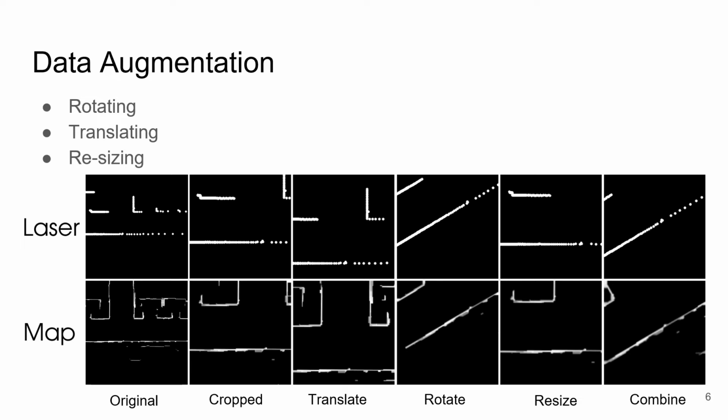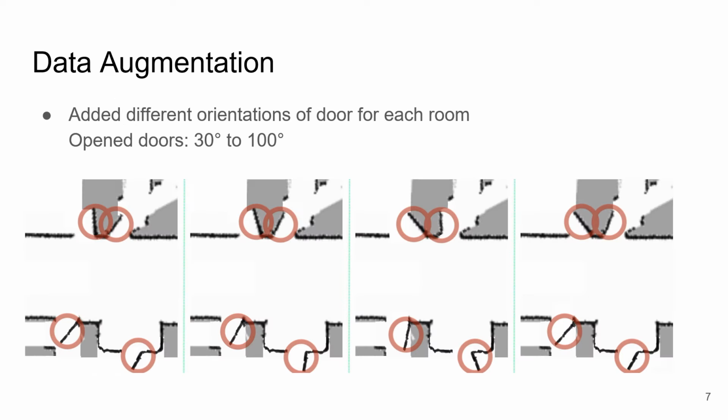To make our model more robust, we use data augmentation. Each time we fetch data from our dataset, we randomly rotate, translate, or resize both the laser and Gmap local map. Also, for each map, we remove the door panels from the door frame and then create new maps by adding door frames with different orientations. This image illustrates the 4 different orientations of 4 doors for the same area of the map.